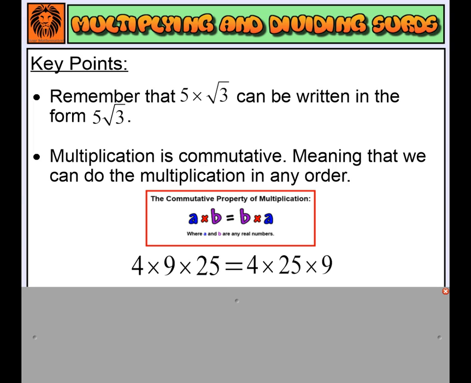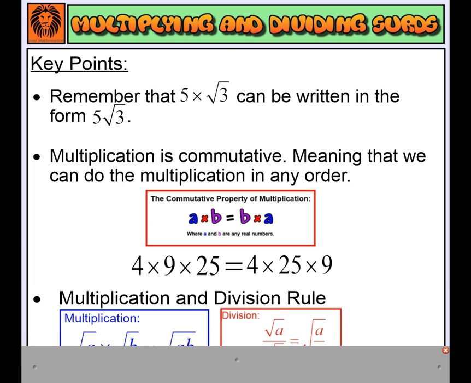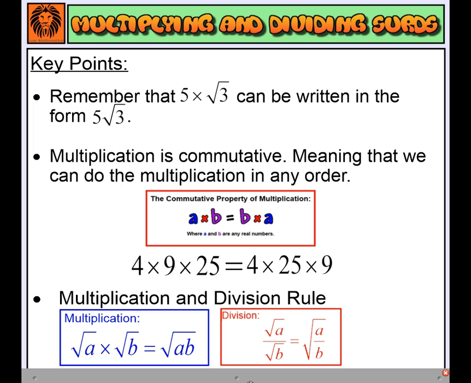The last key point are the two rules that we found out in the last multiplying and dividing surds video. So we know that root a times root b is the root of a times b, and we know the division rule, where we have root a divided by root b equals the root of a divided by b.